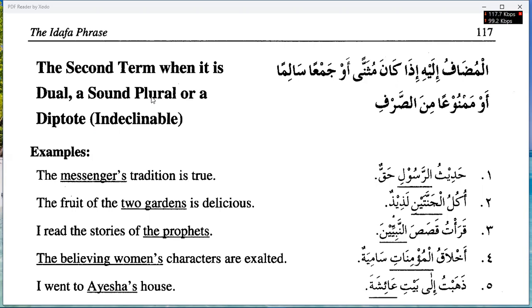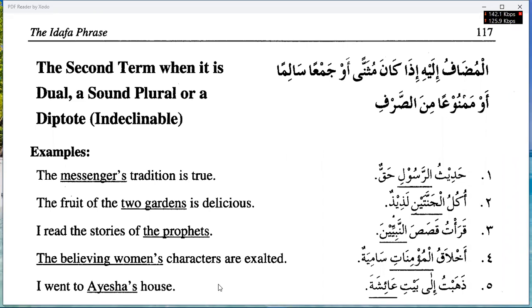And what is the majrur form of jam' muannas salim? Anyone? Alif and ta. Yes, alif ta with kasra. Okay, majrur. So Muslimatin, Talibatin. Okay, in this way you will do it.